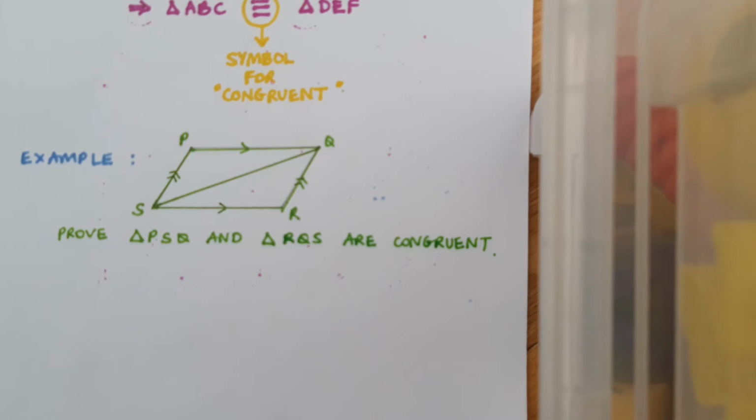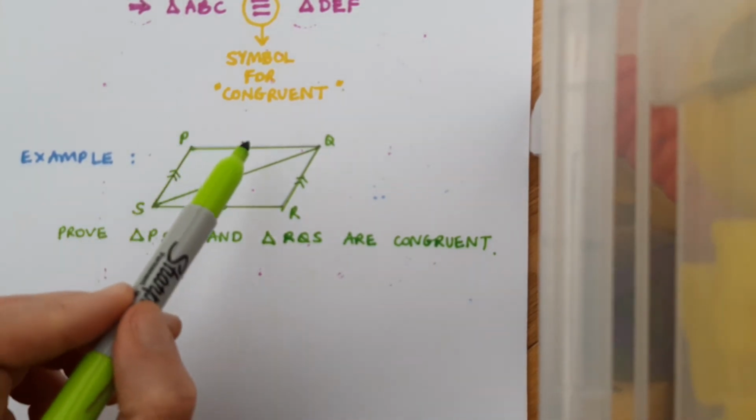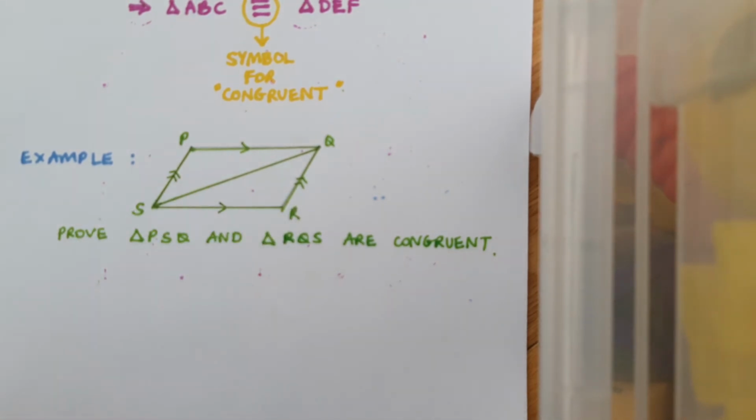Here's another example. This time I can see from my diagram that I've got a parallelogram, and the opposite sides are marked in as being parallel, and I've got a diagonal line drawn in. That creates the triangle PSQ and the triangle RQS, and I want to show that these two triangles are congruent. So the first thing that I'm going to do is see if I can identify the pieces of information that match up in those two triangles.